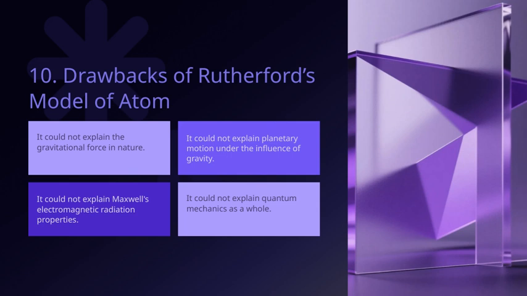Additionally, Rutherford's model couldn't explain Maxwell's electromagnetic radiation properties. Maxwell's equations describe how electromagnetic waves behave, but Rutherford's model didn't incorporate the wave nature of light or how atoms emit or absorb radiation. And finally, it couldn't explain the gravitational force in nature. Gravity is a fundamental force, but Rutherford's atomic model mainly focused on electrostatic forces within the atom, leaving gravity's role at the atomic level unexplored. Overall, these shortcomings highlight why Rutherford's model, while groundbreaking for its time, was just a stepping stone toward a more complete understanding of atomic structure.